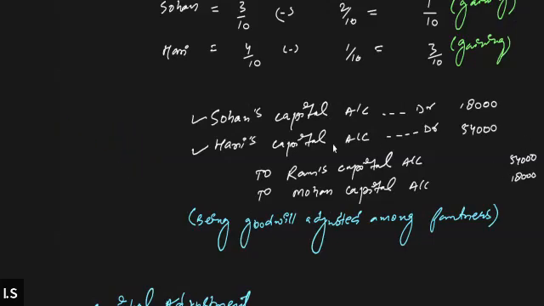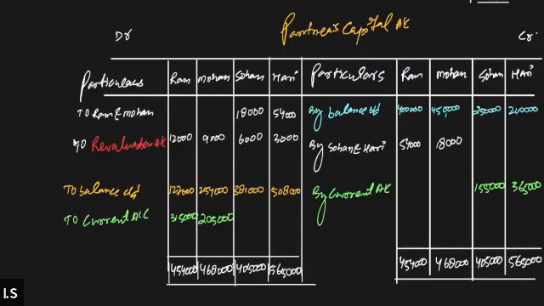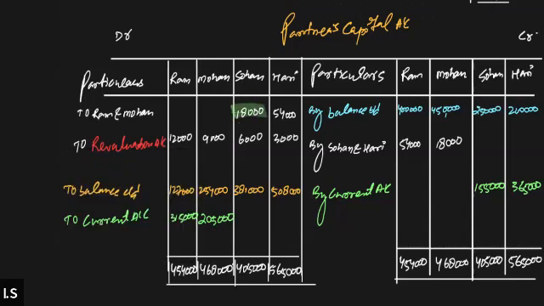We'll go to the partner's capital account. Let me show you. On the debit side, we'll write down the value in the Sohan and Hari's column. Everyone is able to see that we have written the value 18,000 in the column of Sohan. Sohan's account is debited by 18,000 and Hari's account is debited by 54,000.